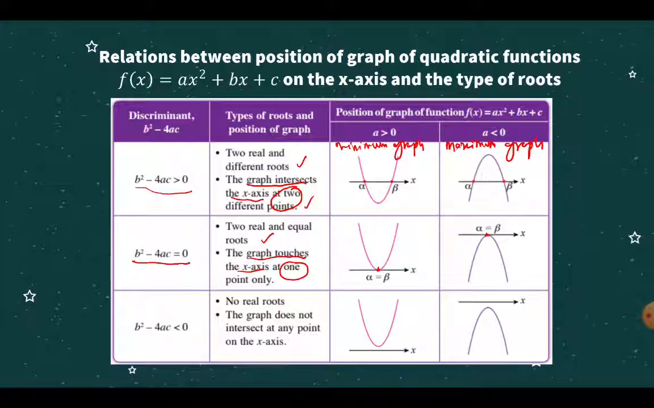When the discriminant is less than 0, we know that the type of root is no real roots, and the graph doesn't intersect the x-axis at any point. See, this part doesn't touch. So this is the conclusion for relating the position of the graph on the x-axis and the type of roots.